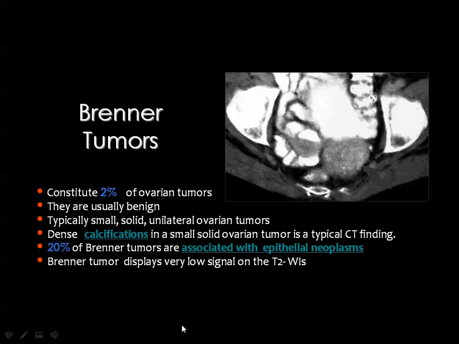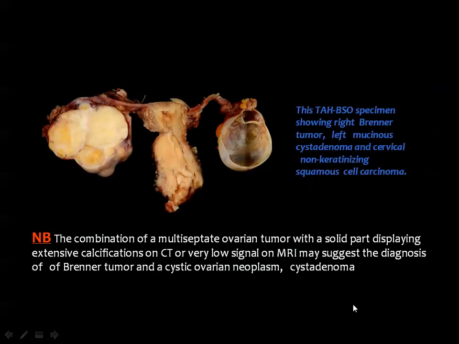Then the Brenner tumor is a relatively rare tumor, and the diagnosis is based on the detection of calcium within this lesion, which is frequently solid. And knowing that MRI is less sensitive for calcium detection, the diagnosis by CT is good. And here you can see a solid lesion with a few calcific foci inside the lesion. Frequently, the Brenner tumor is associated with other serous and mucinous cystadenomas, and also may be associated with cervical carcinoma, for example.